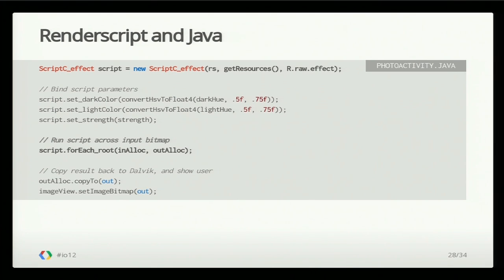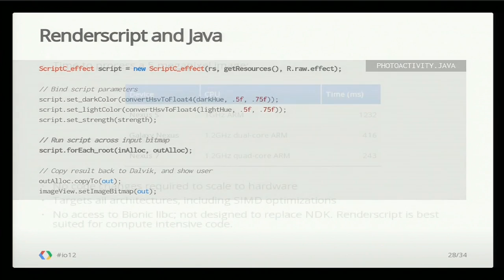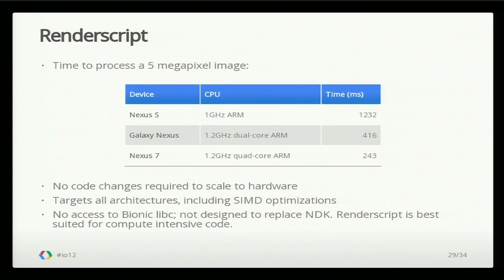Another thing to note is that allocations are much richer than just these two. Today we just looked at using a 2D allocation of these UChar4s, which represent bitmaps. But there are many other types of allocations we can create. For example, a one-dimensional allocation of floats, which could represent float audio data.